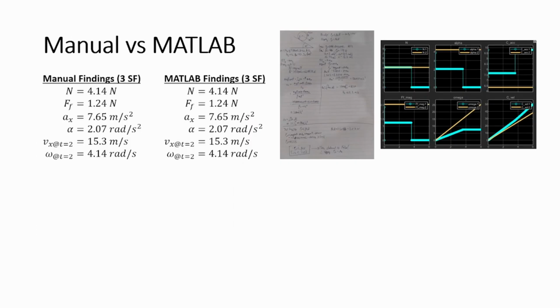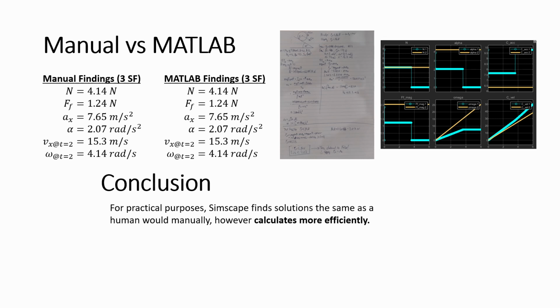Comparing both manual and Simscape solutions, we can see that both are identical, which verifies my manual calculations. Thus, in conclusion, for all practical purposes, Simscape finds solutions the same as a human would manually, which is very good for verification. However, it calculates more efficiently.